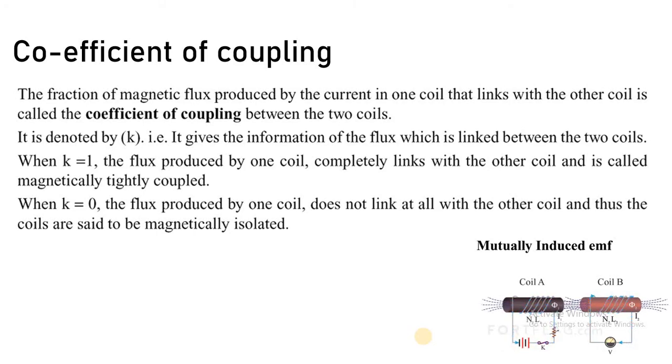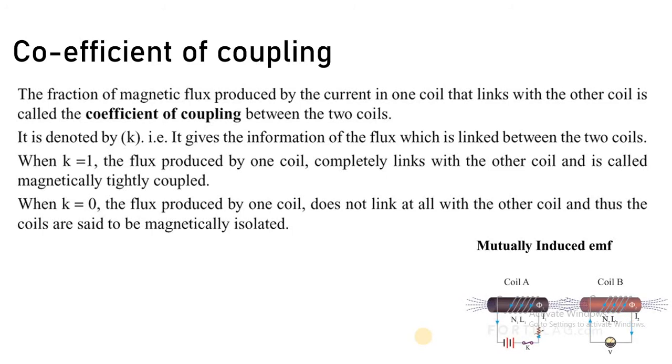Does not link with coil B at all. So the coils are said to be isolated from each other, magnetically isolated. They do not have any common magnetic domain. They do not link any flux provided by one coil with the other coil. There is no flux linkage between these two coils.